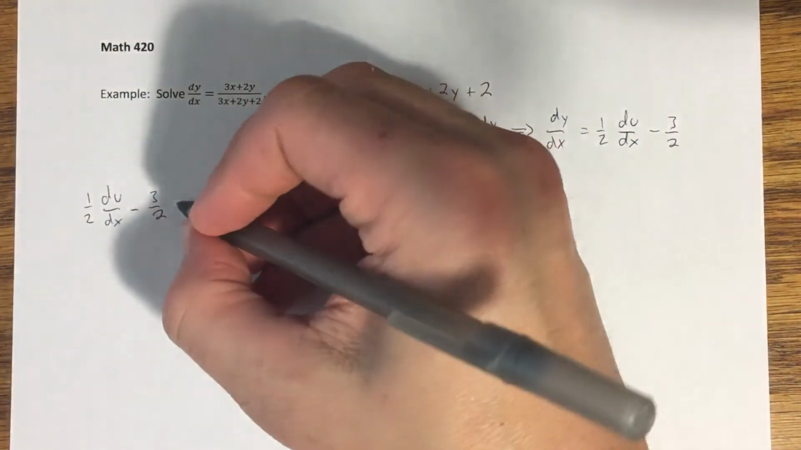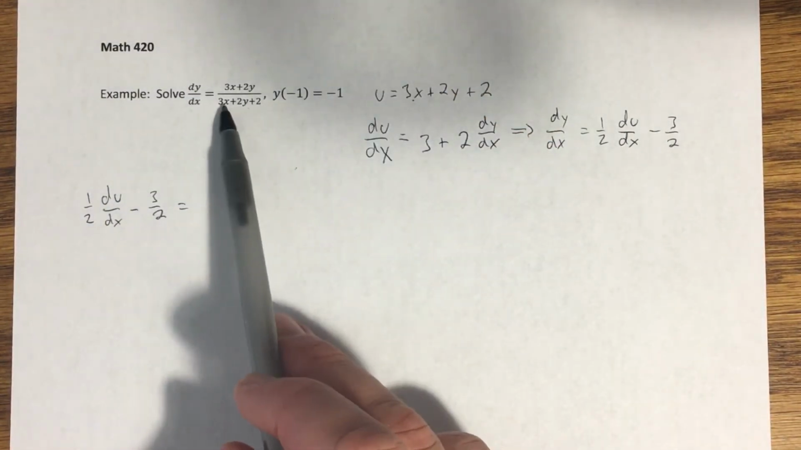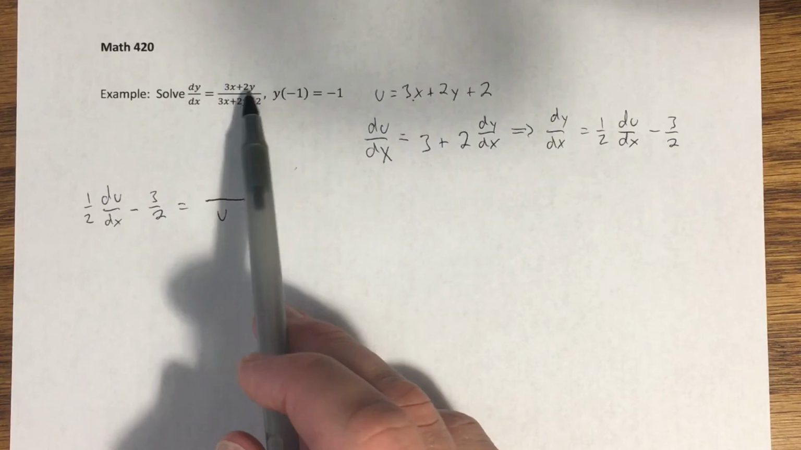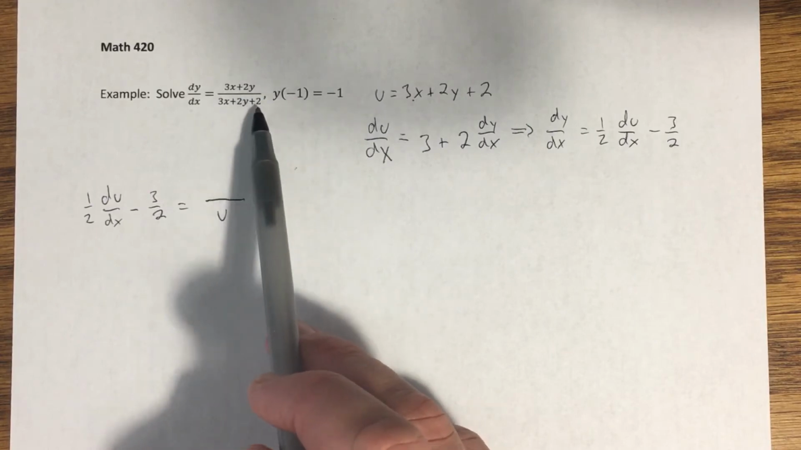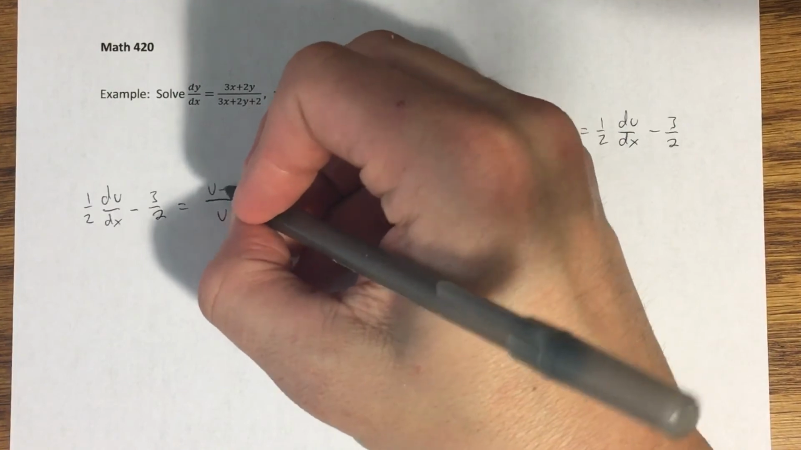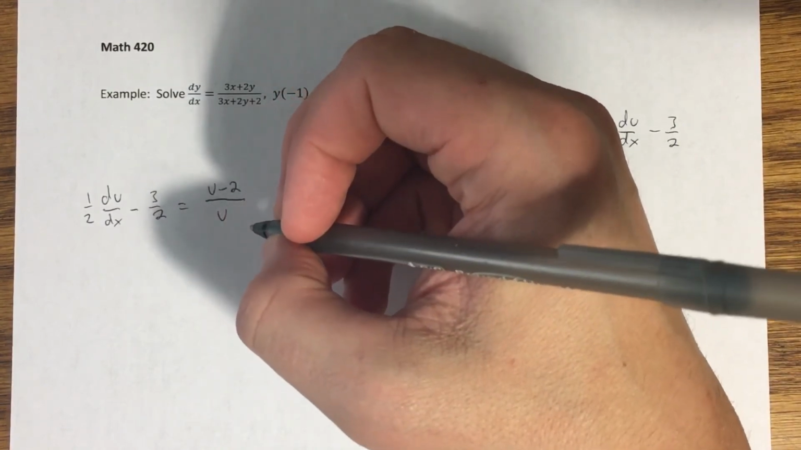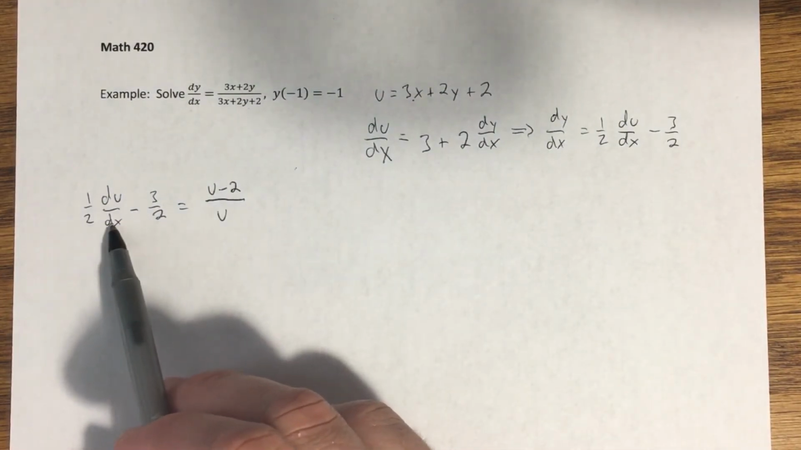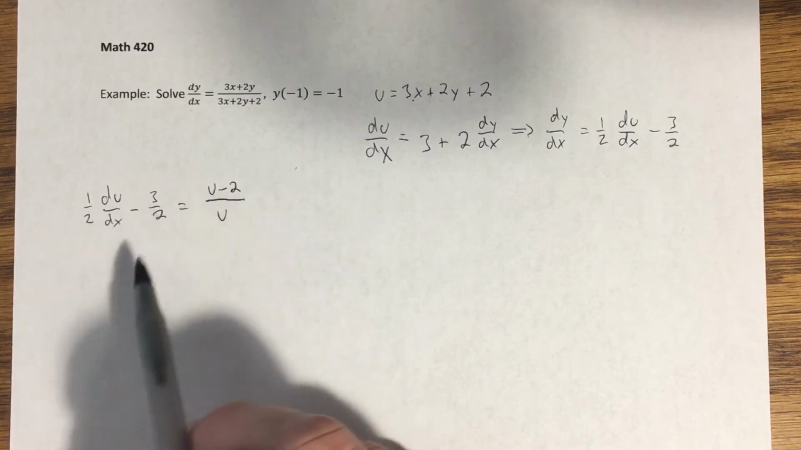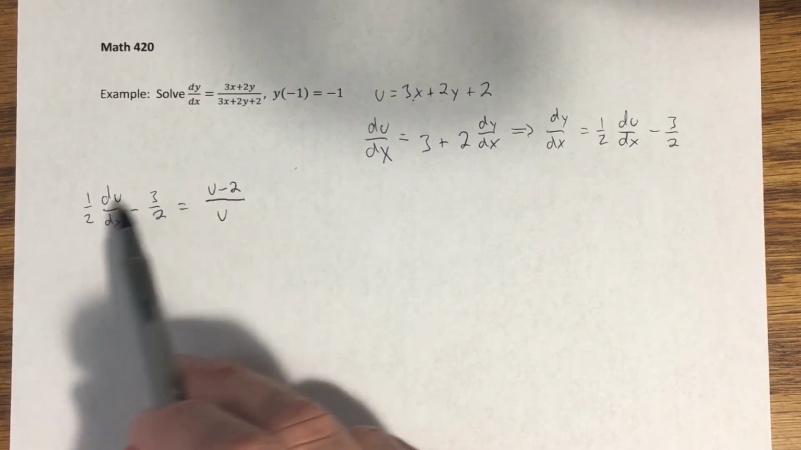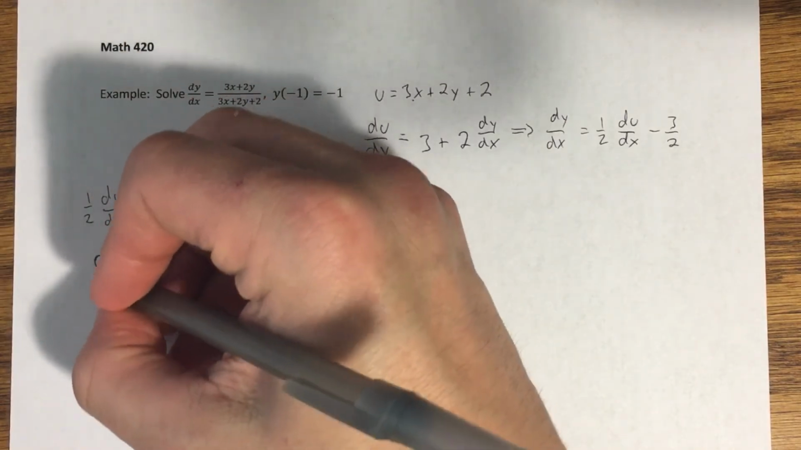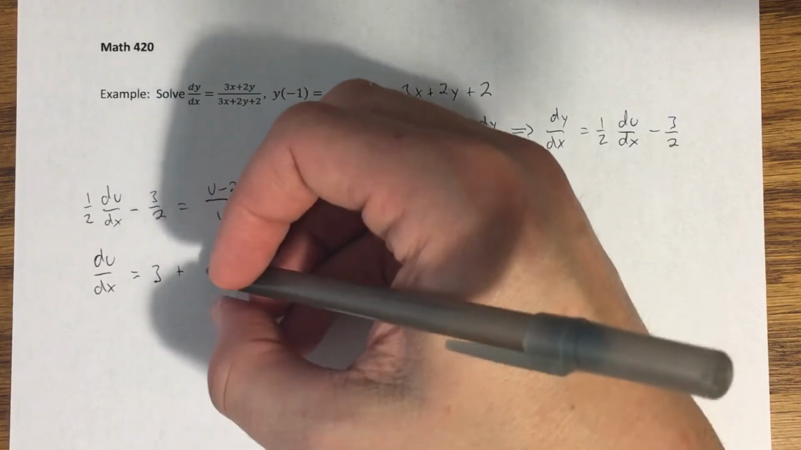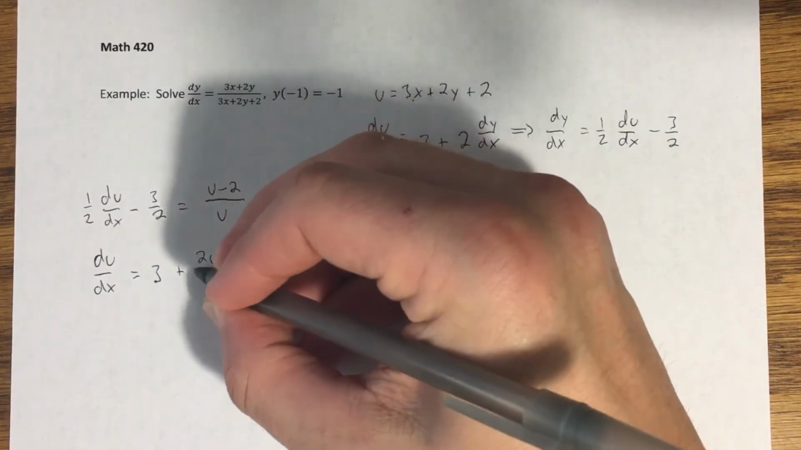Now over here, this side becomes much simpler. My denominator was just u, right? What about my numerator? Well, my numerator looks like my denominator after subtracting that 2 away. That means my numerator is u minus 2, okay, which is fairly easy to solve. Let's get this du dx by itself here, so I can multiply both sides by 2, add this term over. I should get du dx equals 3 plus 2u minus 4 over u.